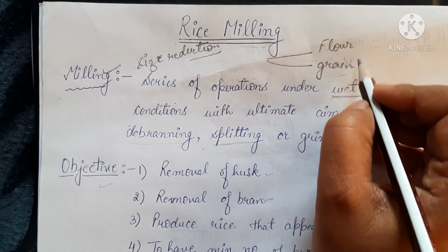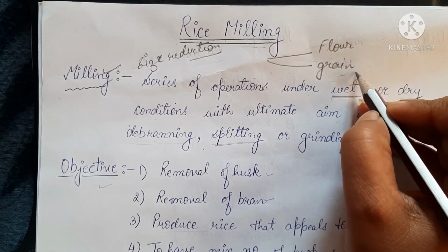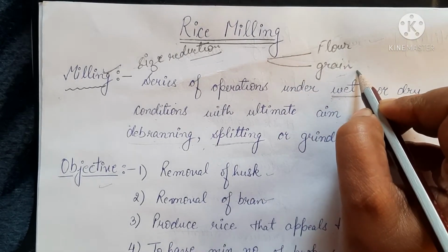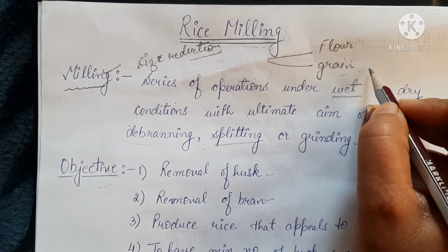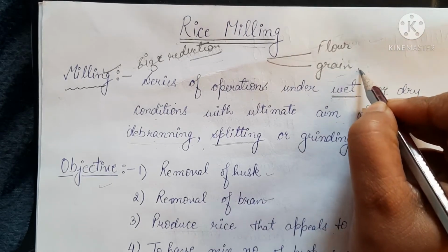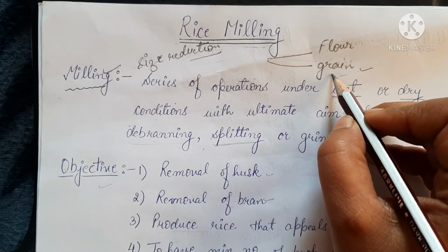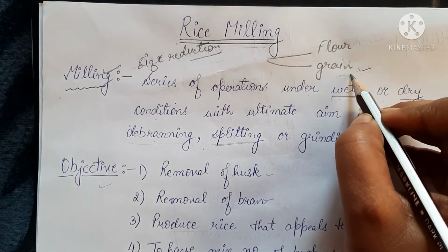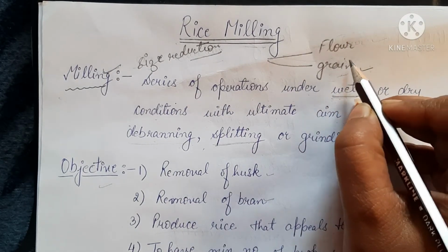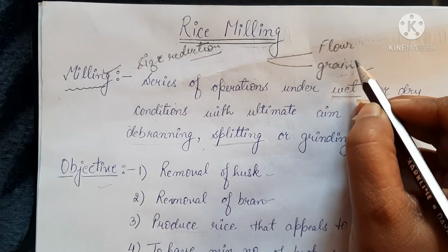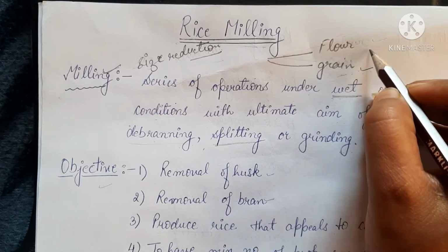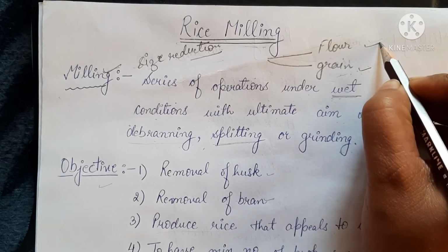Now, what is the difference between these two? When we remove husk or when we remove bran from rice kernel, the product that we get is again a grain itself, right? So that type of milling is known as grain milling. And when we further mill that particular grain to flour, that is known as flour milling, right?